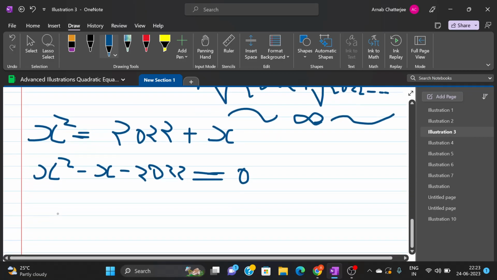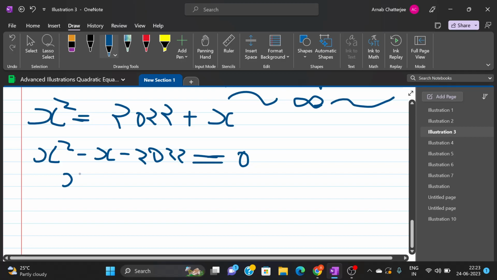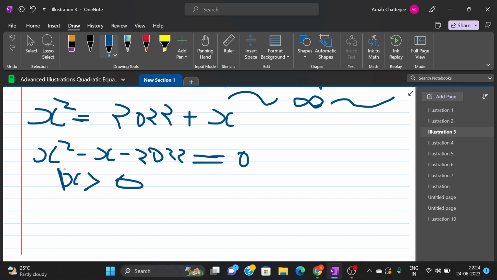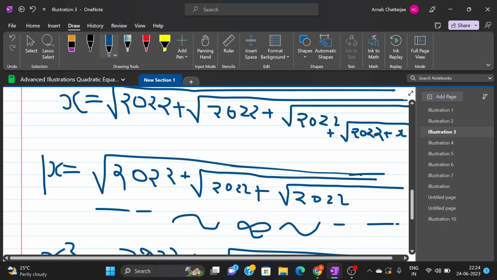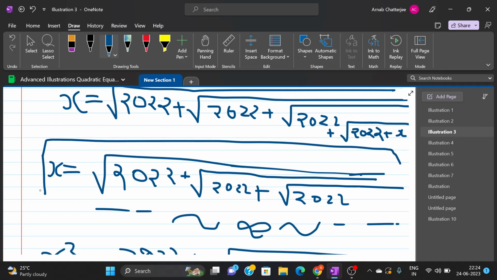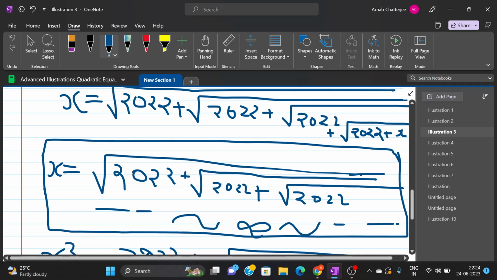Okay, why will that be neglected? The reason is that x has to be positive. Why? Because x is equal to this square root expression. The roots will always be real, but the deal is that you will have to neglect the negative one.